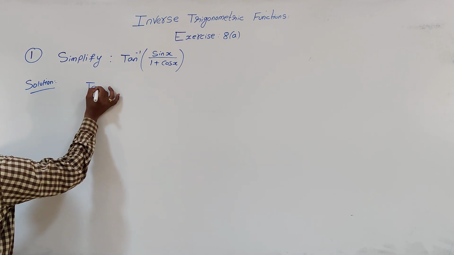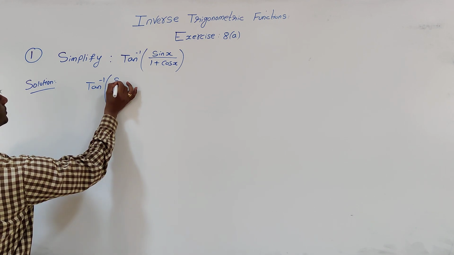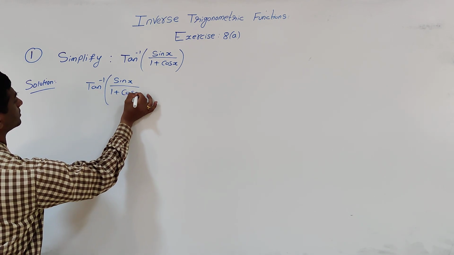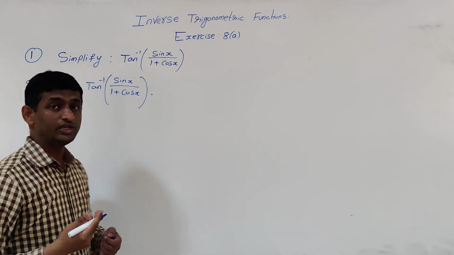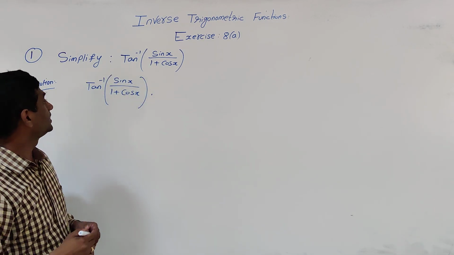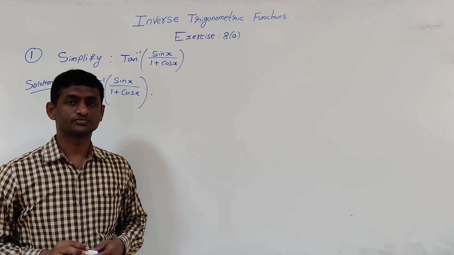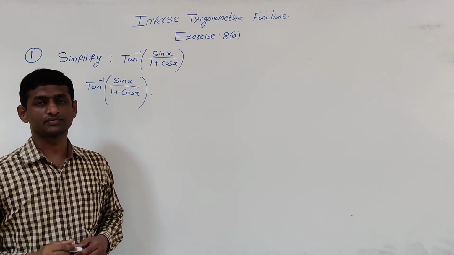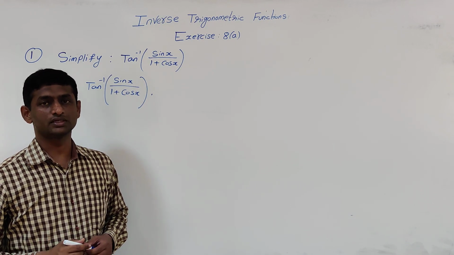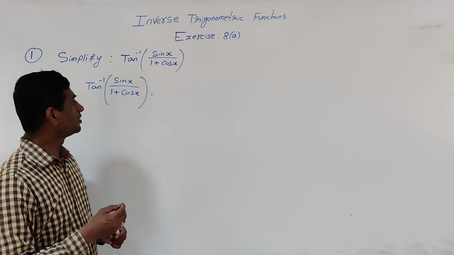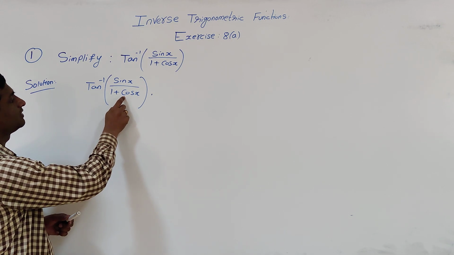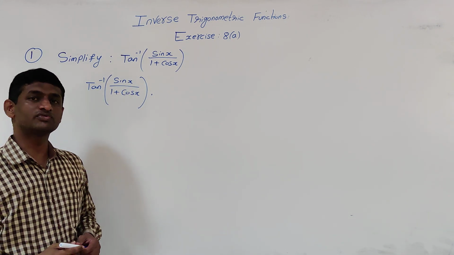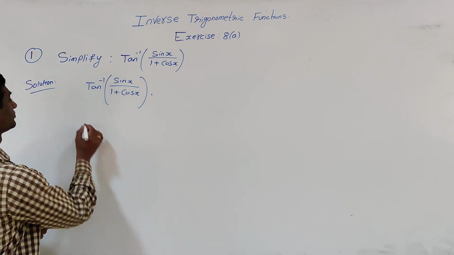So tan inverse of sin x by 1 plus cos x. As we know the results like sin inverse of sin theta, cos inverse of cos theta, tan inverse of tan theta, and we know what the result will be. So in order to do that we have to simplify this in such a way that it is expressed in terms of tan. Let's try to find out.